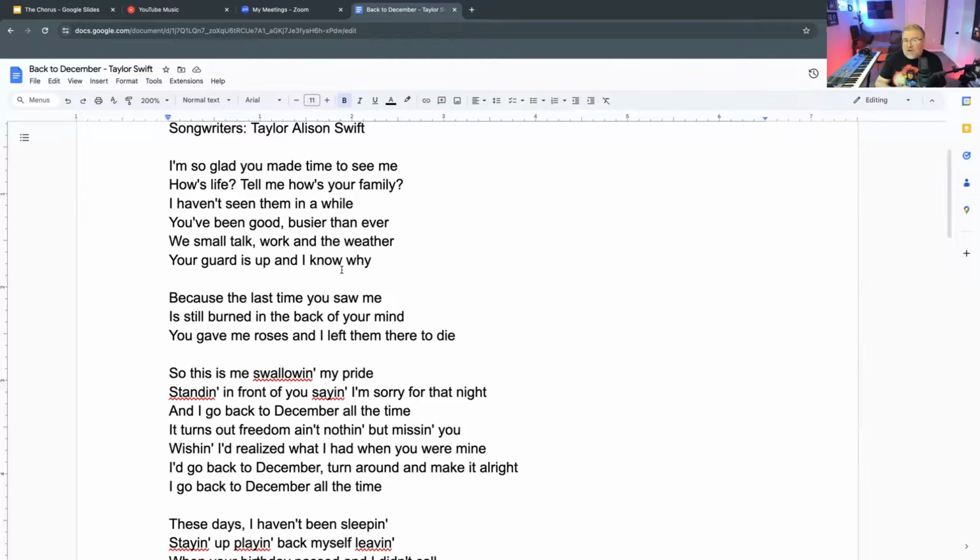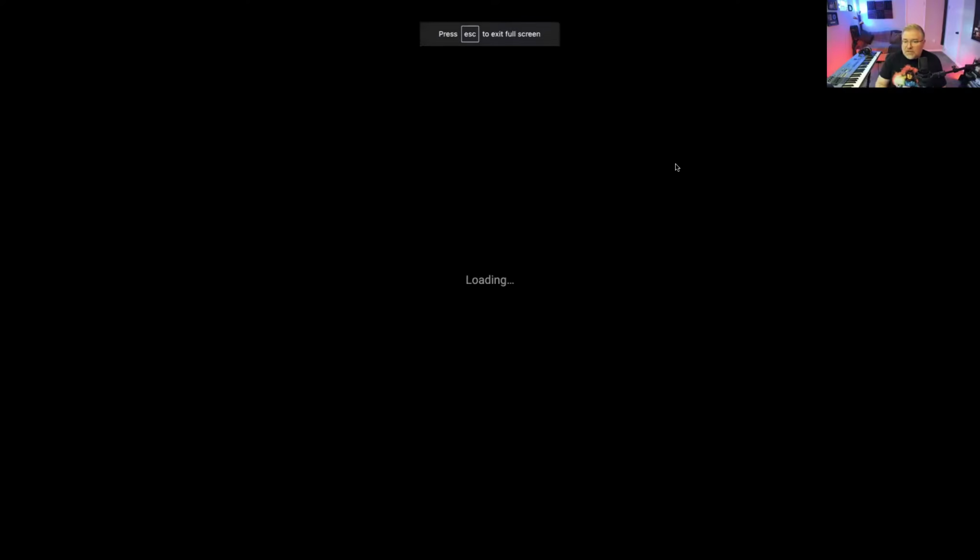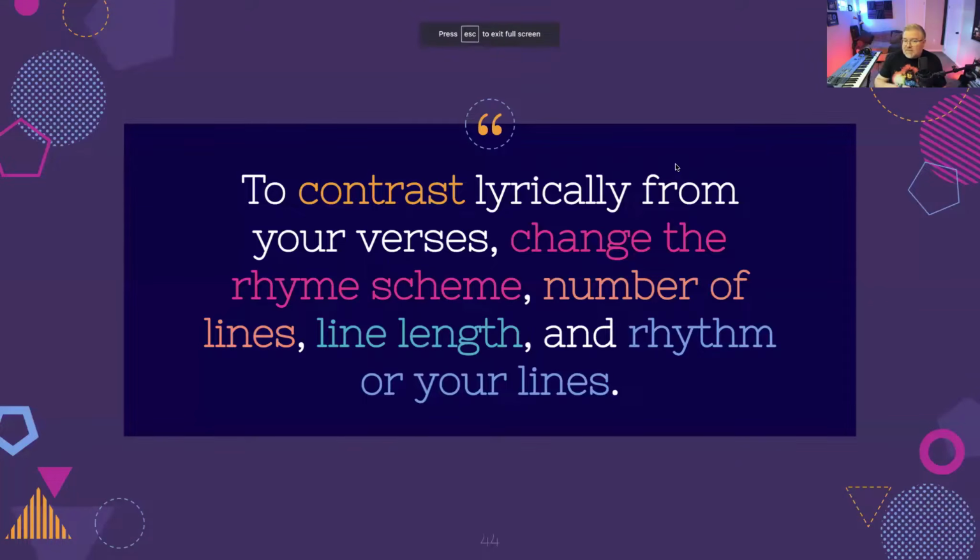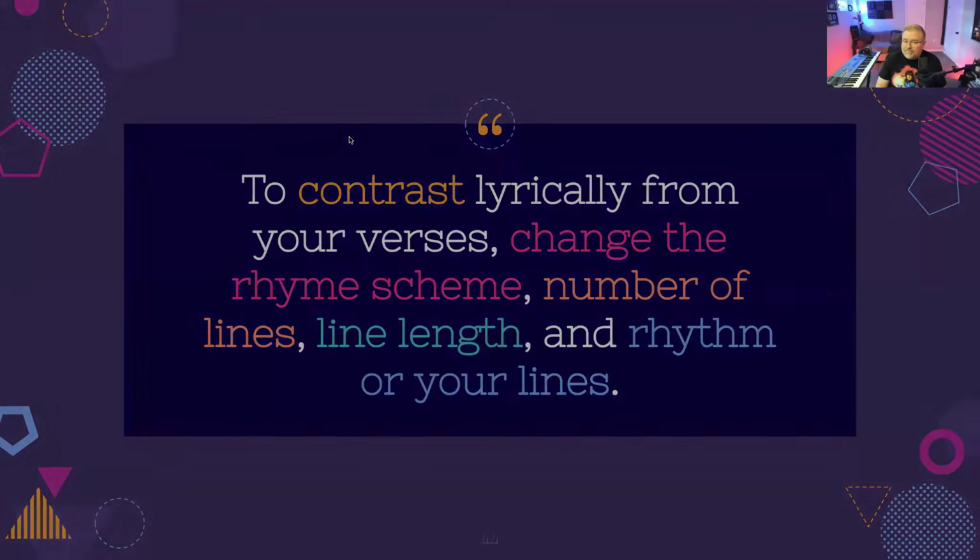So in your songs, I see a lot of writers where every single section is 4 lines, same rhyme scheme, 4 lines, same rhyme scheme, and that bores the crap out of your listener subconsciously. So you want to focus on contrast, and how you do that from a lyric perspective is all of those things that I mentioned here. So changing the number of lines, changing the rhyme scheme, changing the line length, and then also changing the rhythm of your lines as well. So it keeps your listener interested.